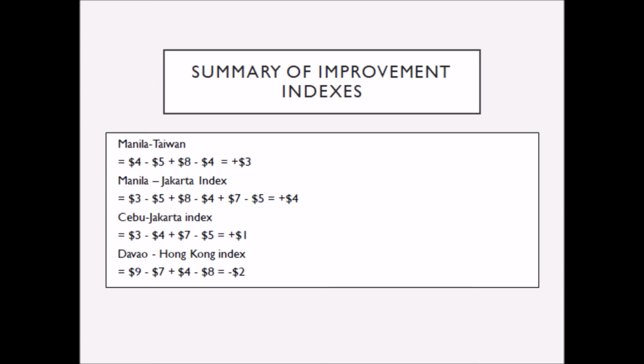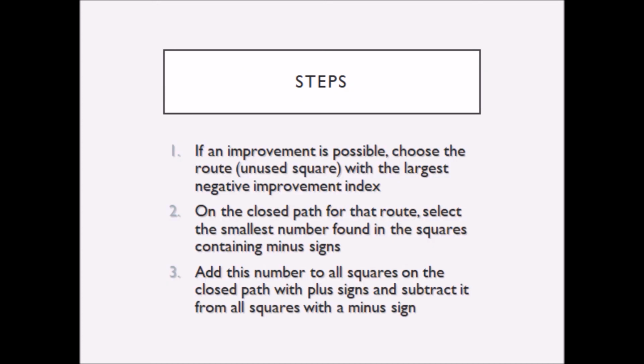And from this one, we can see that Davao to Hong Kong has a negative index. So with that, we now proceed to the next set of steps. If an improvement is possible, we choose the route or the unused square with the largest negative improvement index. On the closed path for that route, select the smallest number found in the squares containing minus signs. And lastly, add this number to all squares on the closed path with plus signs and subtract it from all squares with a minus sign.